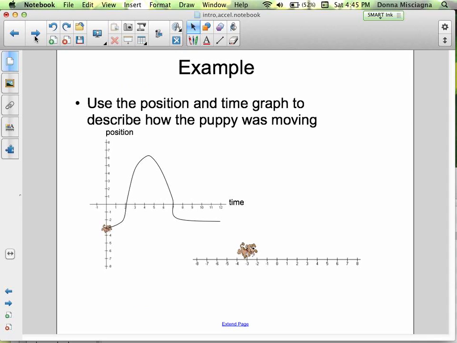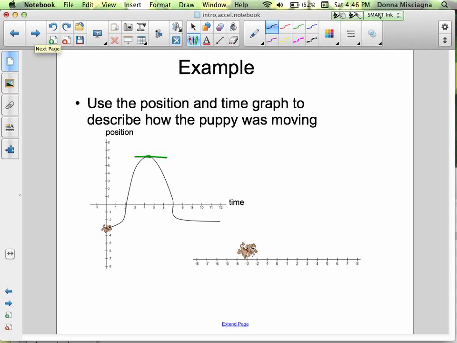Here the dog is not moving at a constant rate. Notice we have a curved function, meaning he's speeding up and slowing down. All right, but we can still interpret his position. It doesn't matter whether it's linear or not. All right, so here the dog is moving in a positive direction, right, until about 5 seconds, right? So right here, the dog is stopped.